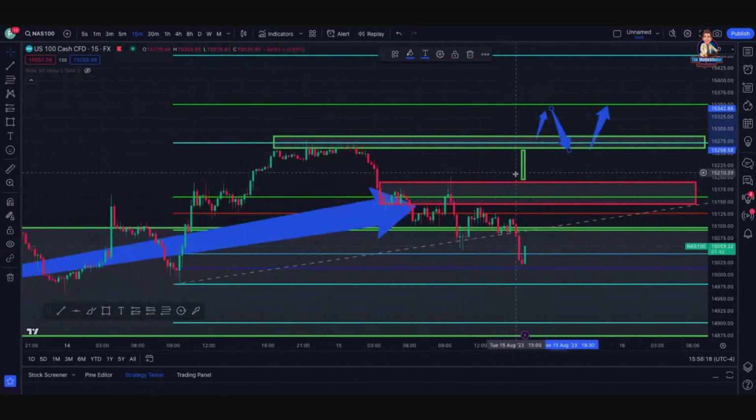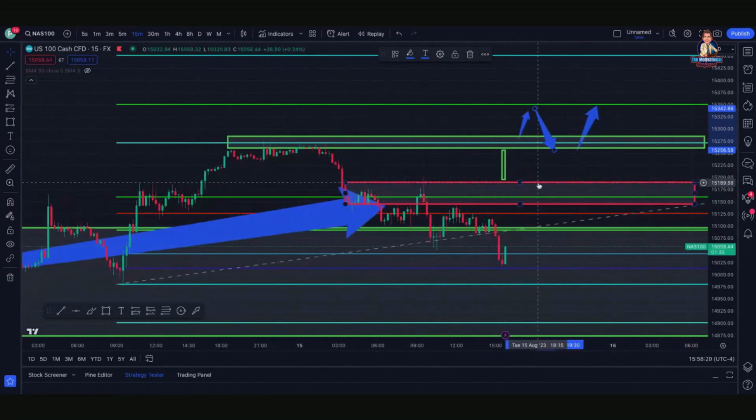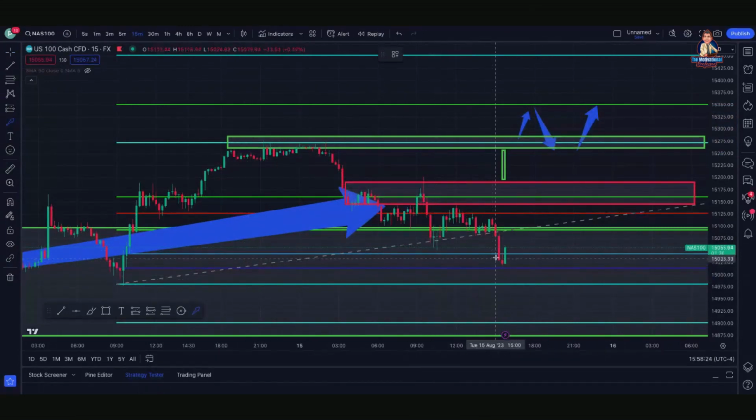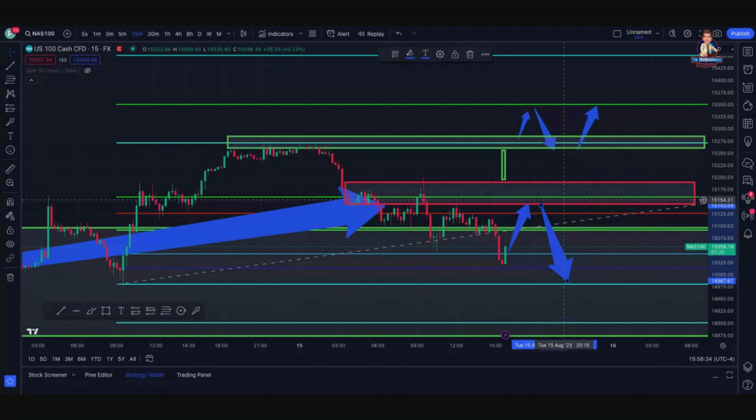But again, this is the safer buy, okay? This is a safer buy because we could see price coming up here, rejecting again, and then coming down. But if you're a seller, this is where you would sell in this area. And then you set your trade with a very tight stop loss and you sell here. Again, I'm not looking to sell. I'm looking for buying opportunities on the NASDAQ, okay?